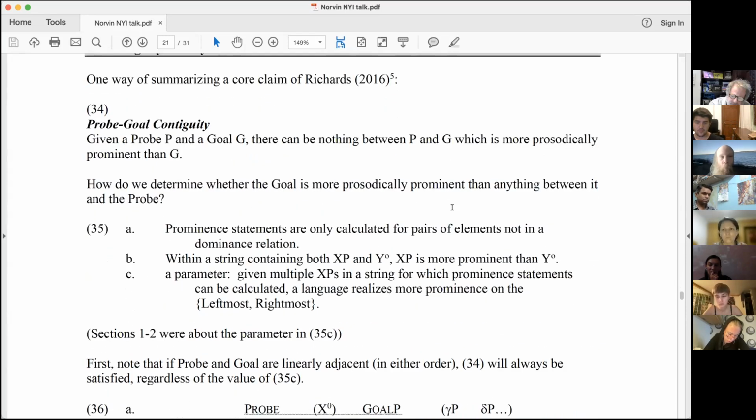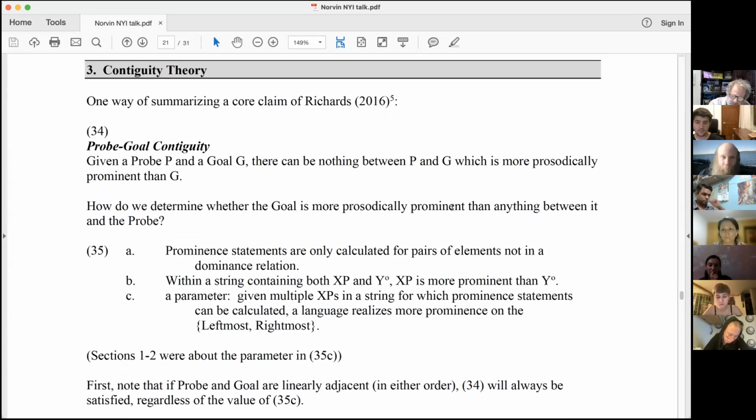Okay, so how does all this help us? So one way of summarizing the core claim of Richards 2016 would be to say, if you have a probe and a goal, there can't be anything between the probe and the goal that's more prosodically prominent than the goal. How do you find out whether something is more prosodically prominent than the goal? So again, the way you determine prosodic prominence goes like this. You calculate relative prosodic prominence for pairs of things that are not in a dominance relation.